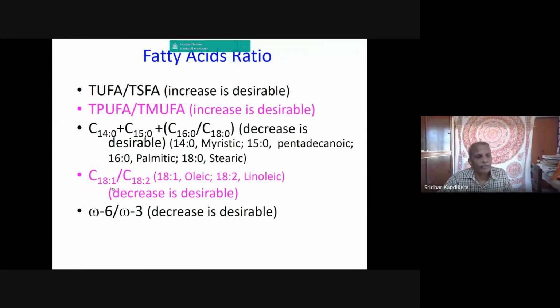Similarly, we can also think of unsaturated fatty acids, that is the linoleic, and the ratio decrease is desirable always. That is 18:1 divided by 18:2. That is, decrease is always desirable. So another parameter is the omega-6 and omega-3 ratio. So decrease is always desirable. That means less of omega-6 and more of omega-3. But of course, we are enjoying omega-6 as well as omega-3 as usual, but more of omega-3 will be advantageous.